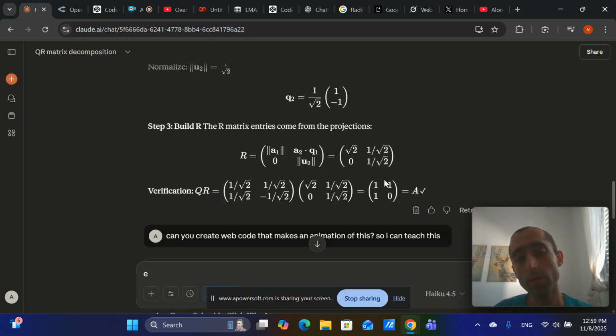When you multiply, you'll get A. Of course, this is the factorization we just calculated. So here A, we factorize it into Q, orthogonal, and R, upper triangular matrix. And that's it.